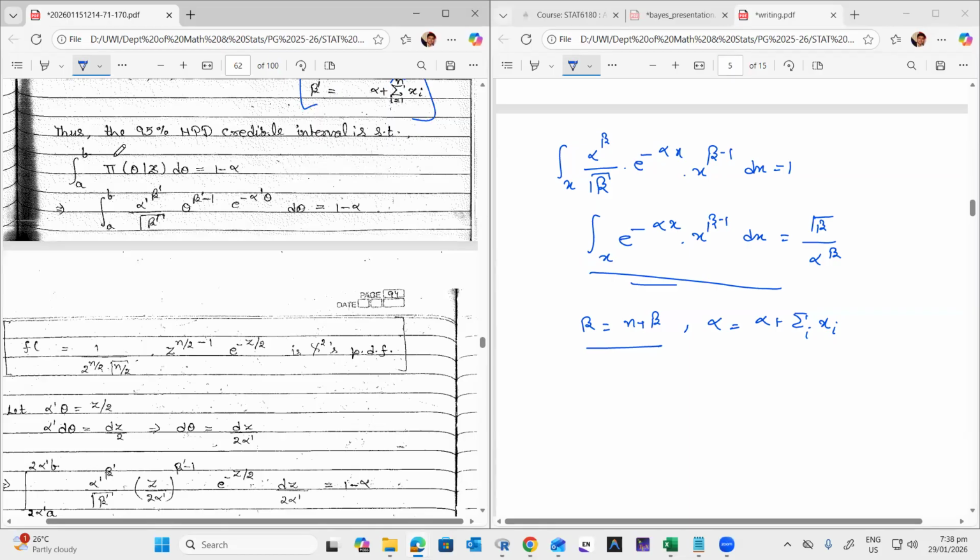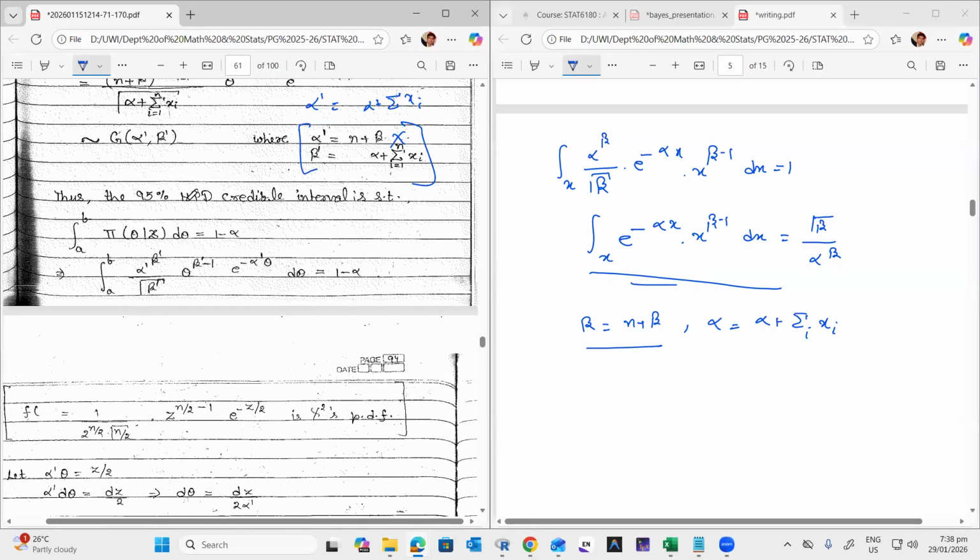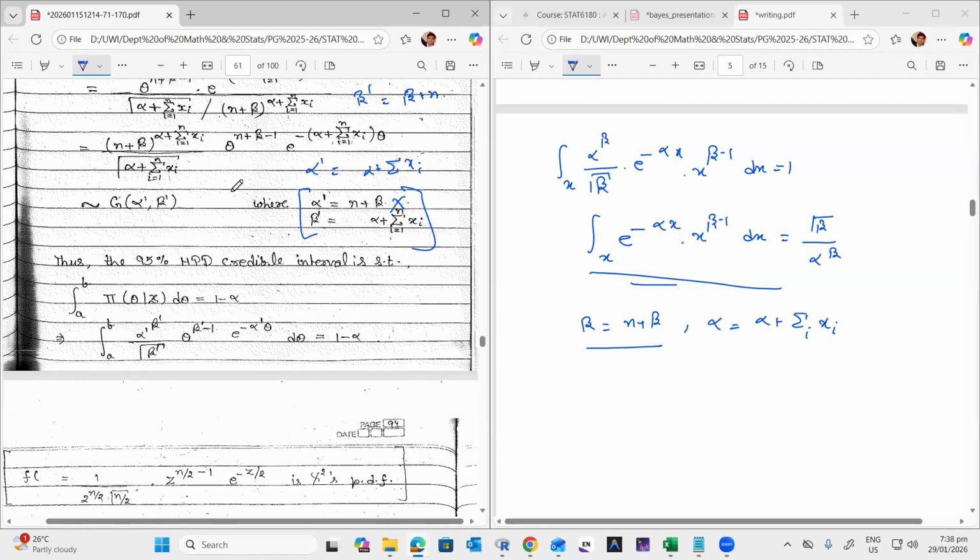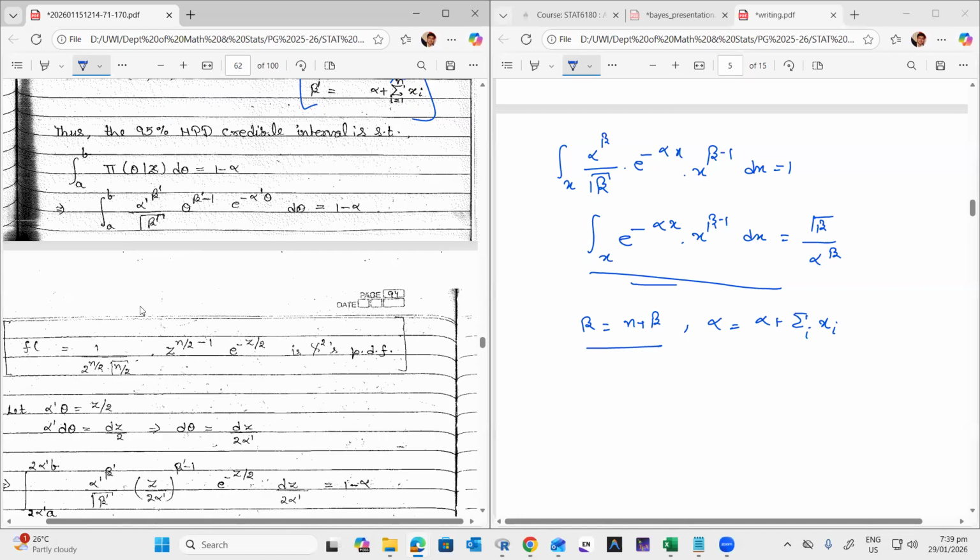So it's again a gamma distribution. Okay, so I wrongly mentioned here. Other than that, everything is fine. So for the confidence interval a to b, the integral of alpha dash raised to the power beta dash divided by gamma beta dash into theta raised to the power beta dash minus 1 into e raised to the power minus alpha dash theta, that is d theta, equals 1 minus alpha.